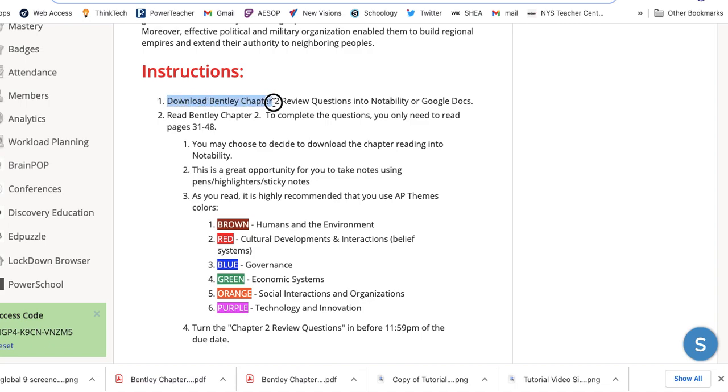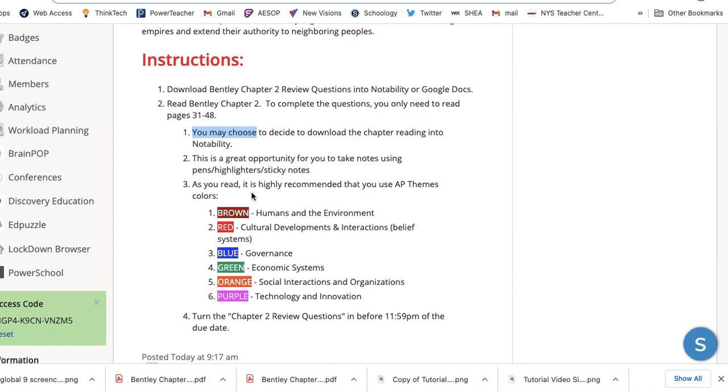First, if you can download the chapter 2 into, say, Notability or Google Docs, that's fine. I'm going to show you in Google Docs my answers, and then I'm also going to show you in Notability how I go through the chapter, which is actually part 2. So not required today, but this is good practice. If you're going to become a high-quality honors AP student, you will need to begin to implement some of these reading strategies as you go through, and your teachers will talk to you more specifically about that.